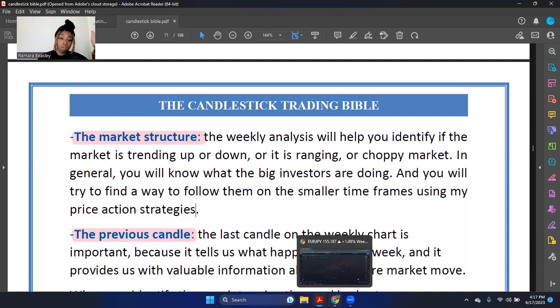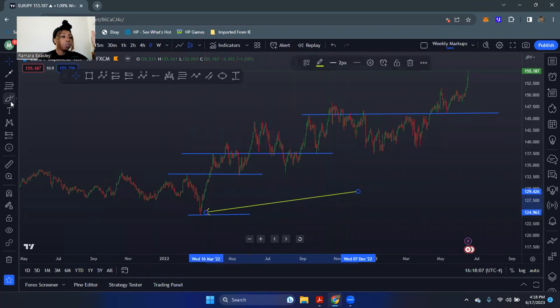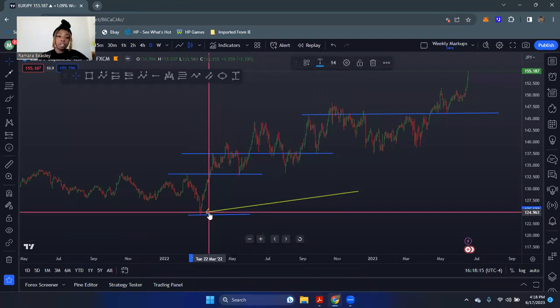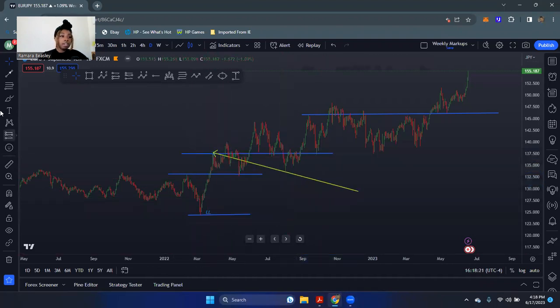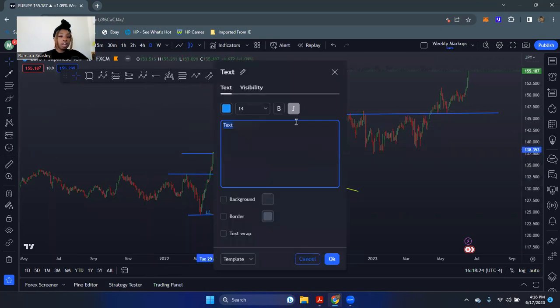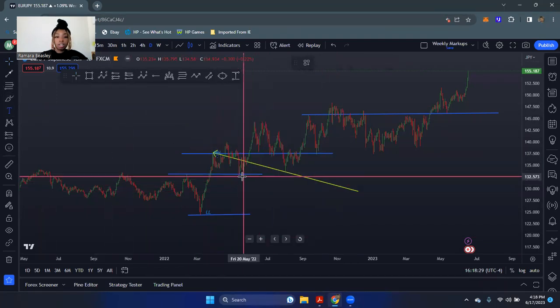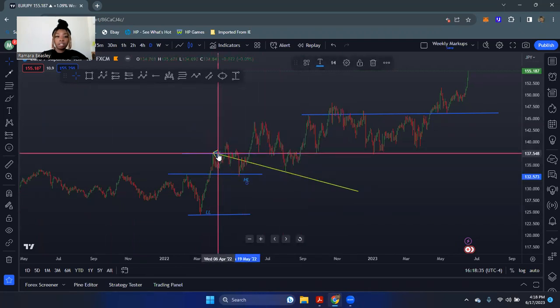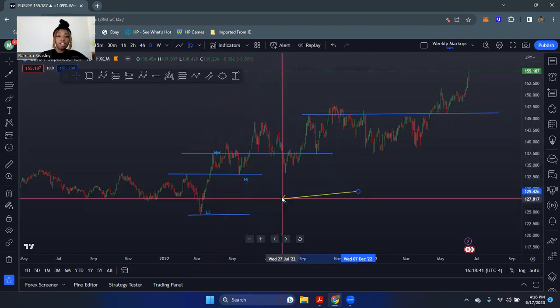So market structure: lower lows, higher highs, higher lows. All right. So we can identify this. This was a lower low. That's the lowest that it was right here. All right. And then now we have a higher high. All right. This is a higher low because it is higher than this previous low. And we have a higher high right here.